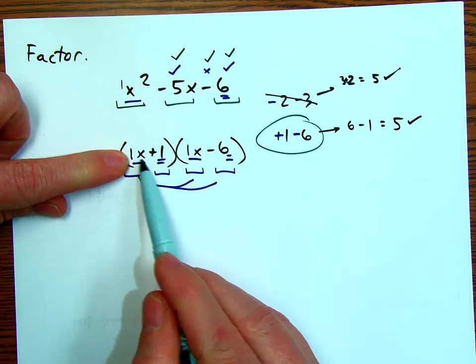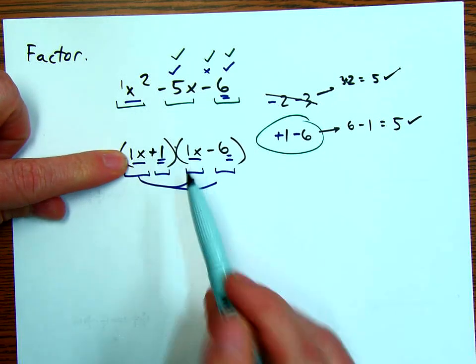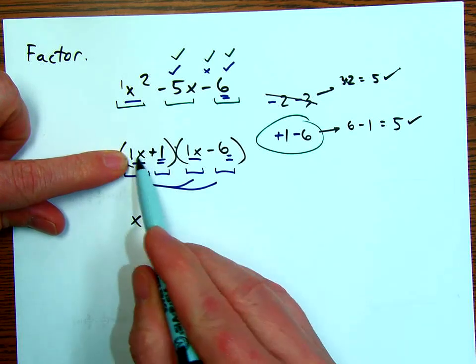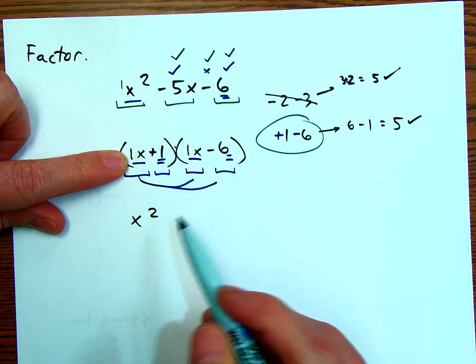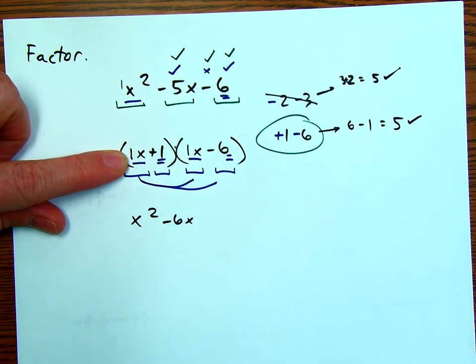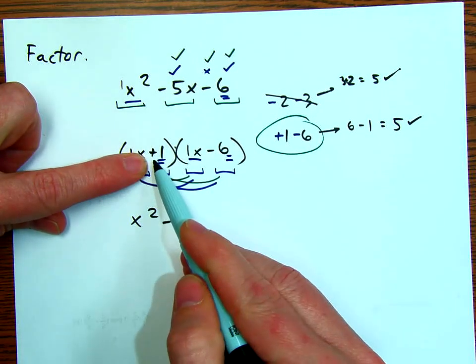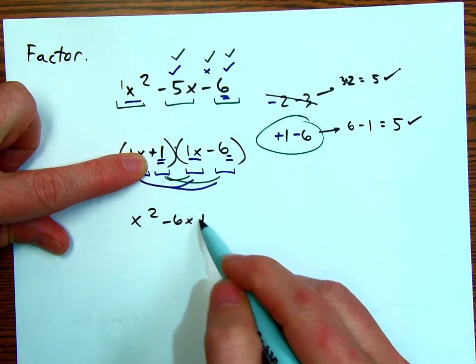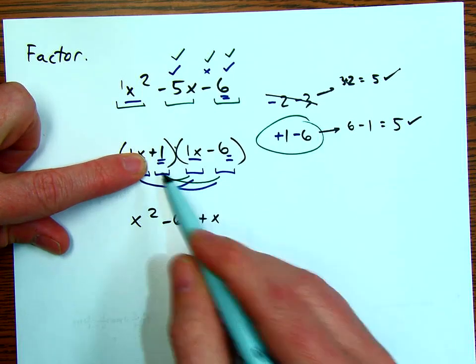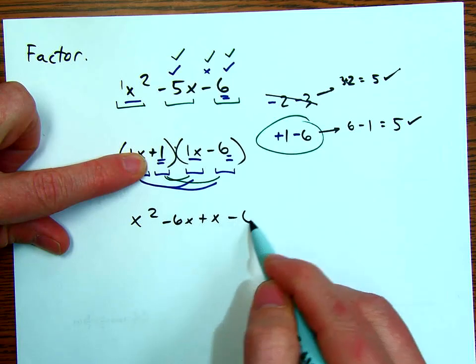So if I distribute this first term in this group here, x times x is x squared. X times negative 6 is negative 6x, right? Now I'm going to distribute this second term. Positive 1 times positive x is a positive 1x, of course. And a positive 1 times negative 6 is a negative 6.